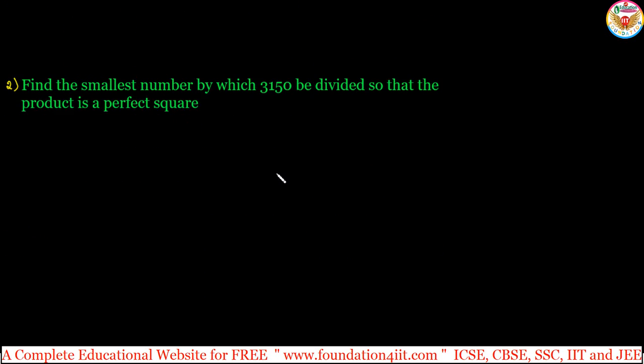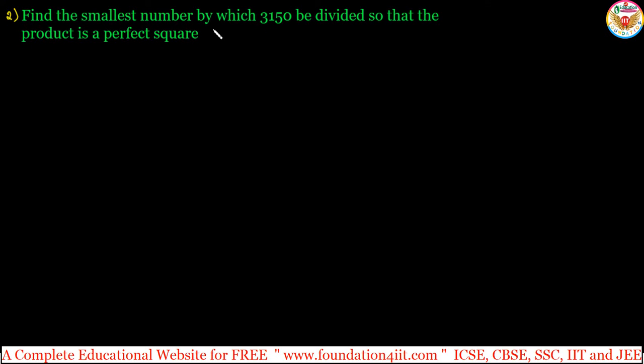Here it is: find the smallest number by which 3150 should be divided so that the quotient is a perfect square. What should be divided? 3150 is not a perfect square, but what if we divide? So we'll do the same process, the prime factorization method, finding the product of prime factors. 3150 is equal to which prime numbers? If you multiply, you'll get this. That we have to calculate. Yes, we'll go to the table.